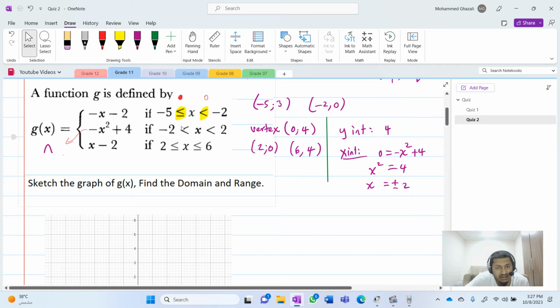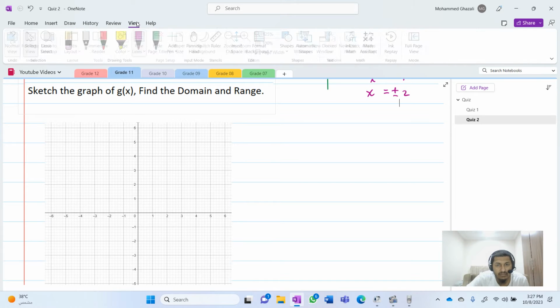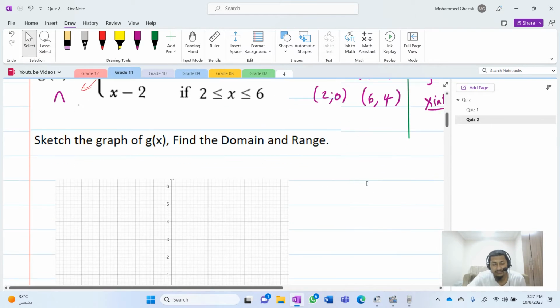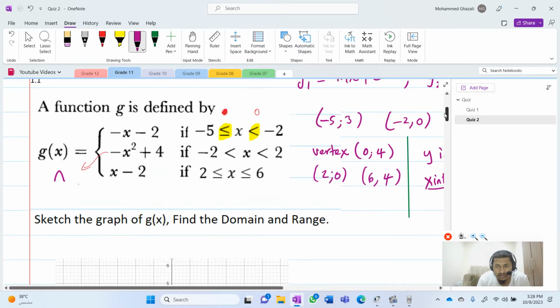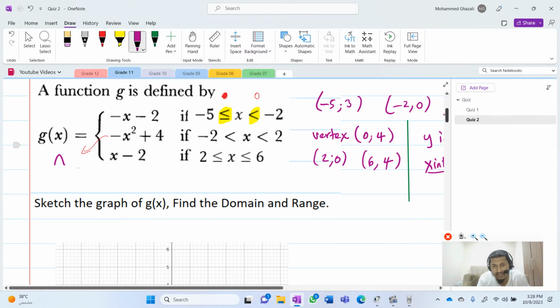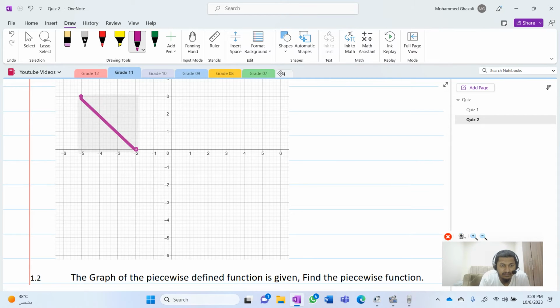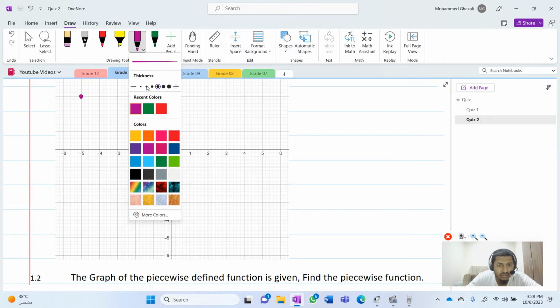So let us sketch these graphs, -5 and 3. Let's just zoom in a bit. So the first coordinate is -5 and 3. So we go to -5 and 3. It's right there. It should be included. Then the next coordinate is -2 and 0. Remember, -2 is not included. So -2, 0 will be here, not including. And we will draw the straight line because it's linear. It's a linear function, so just draw a straight line.